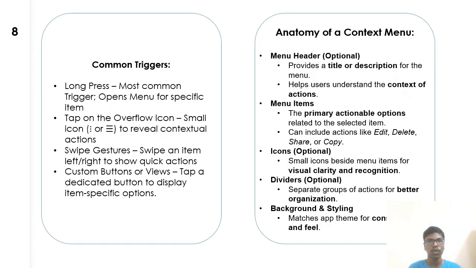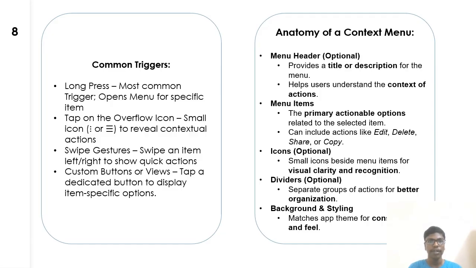This slide covers two important aspects: how context menus are triggered and what they are made of. On the left side we have common triggers. The most common trigger is the long press. Users press and hold on an item and the context menu appears. This is the standard Android pattern that users are most familiar with.